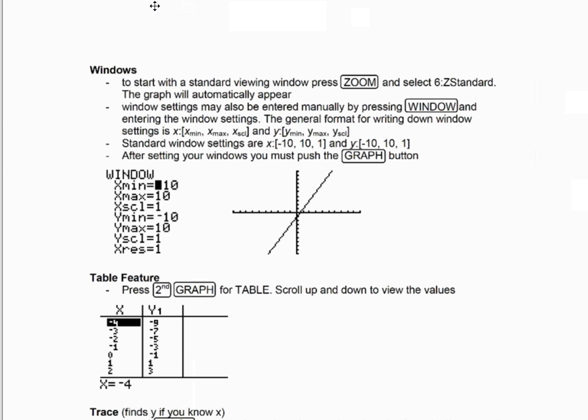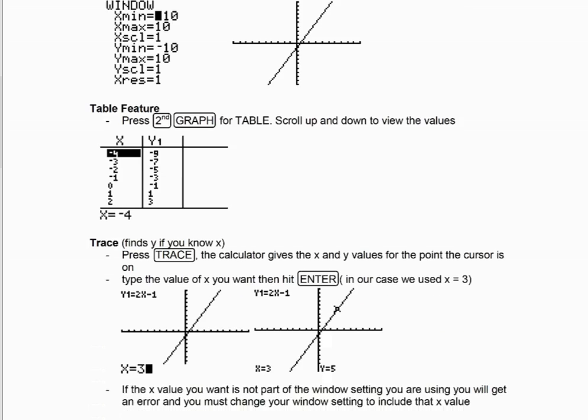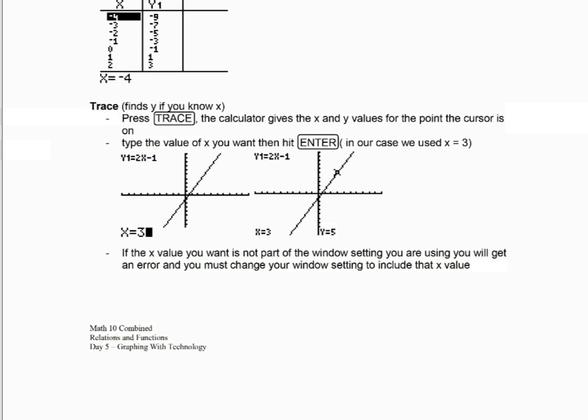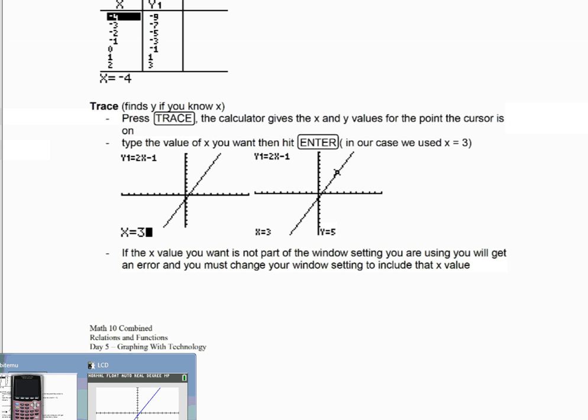So looking here, what do you want to see? Trace feature. Okay. Yeah. Arrow windows. Okay, push zoom 6.